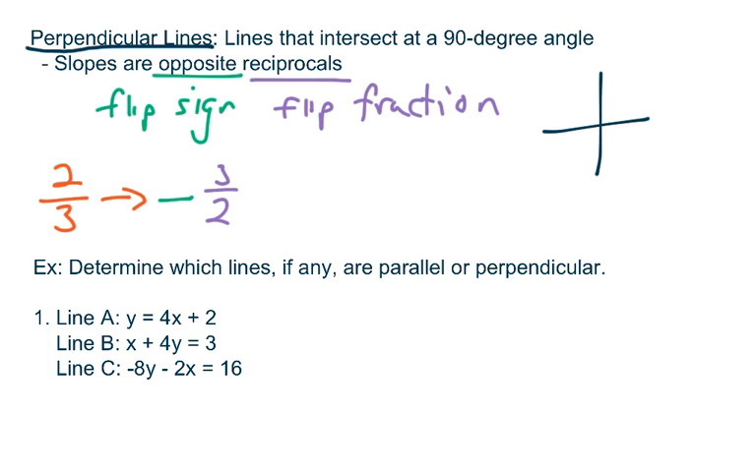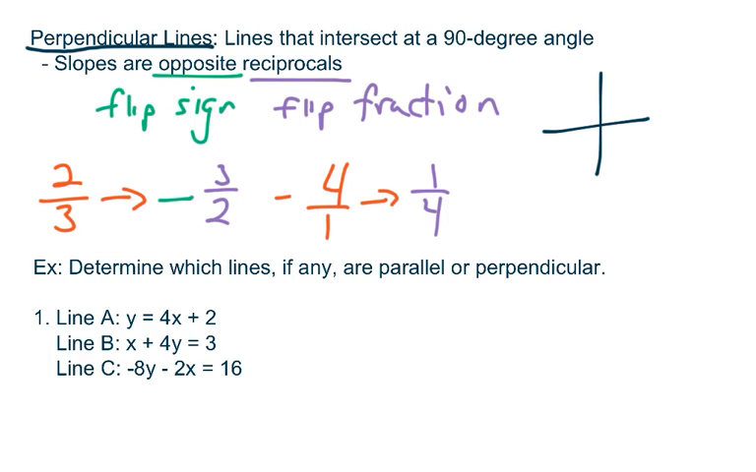Let me give you another one. Let's say your original slope was 4, or 4/1. Actually, let's make it -4/1. When we find the opposite reciprocal, we need to flip the sign, so we're going to go from negative to positive, and then flip the fraction over from 4/1 to 1/4. So -4 has an opposite reciprocal of 1/4. We'll do some more practice with parallel and perpendicular, specifically perpendicular, coming up in the video.